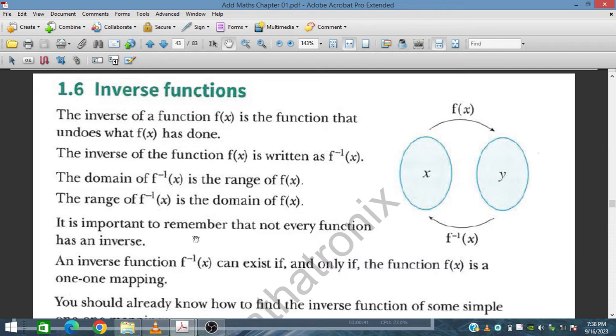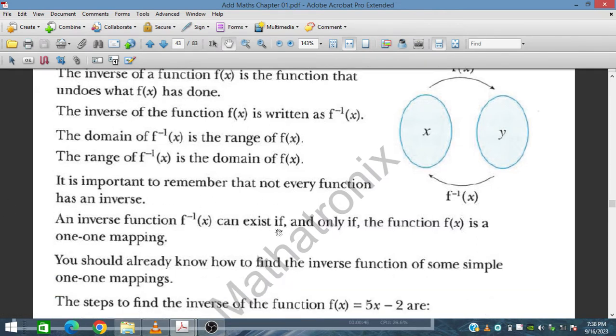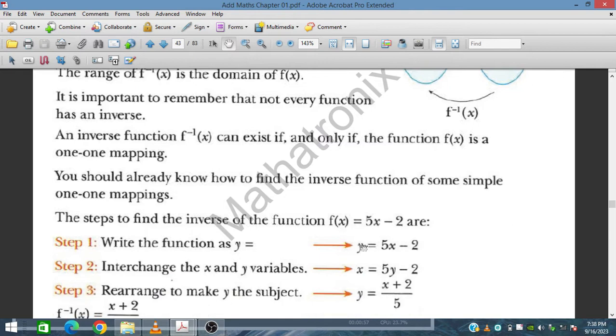It is important to remember that not every function has an inverse, and the inverse function can exist if and only if the function f is a one-to-one mapping. Inverse only exists if the function is a one-to-one mapping. This is a very, very important point.